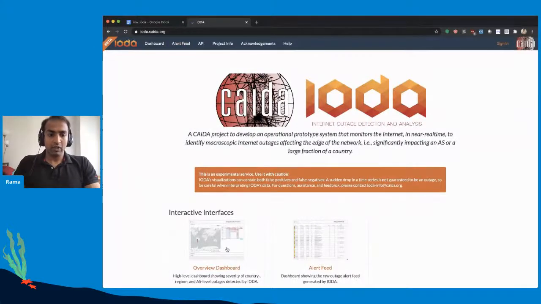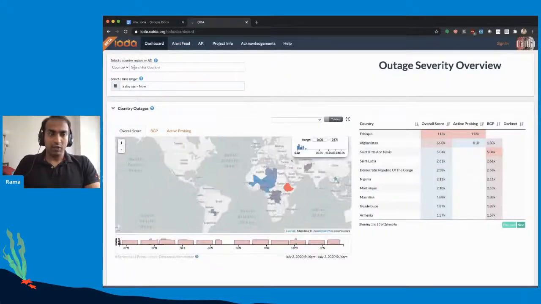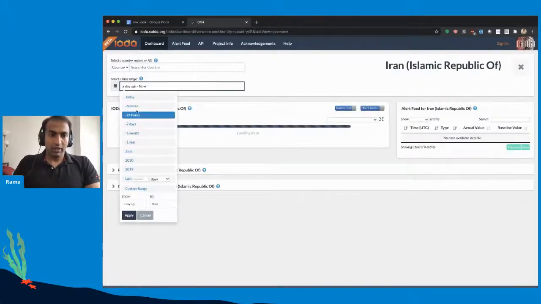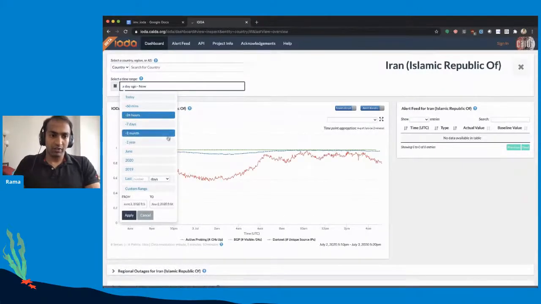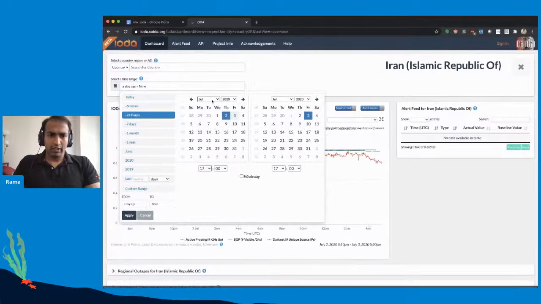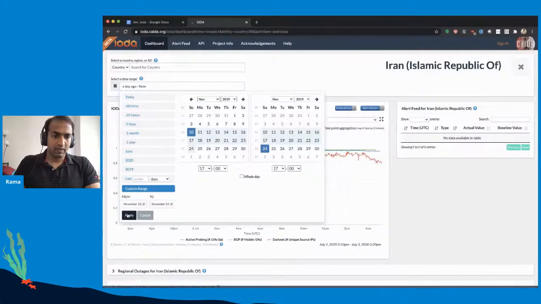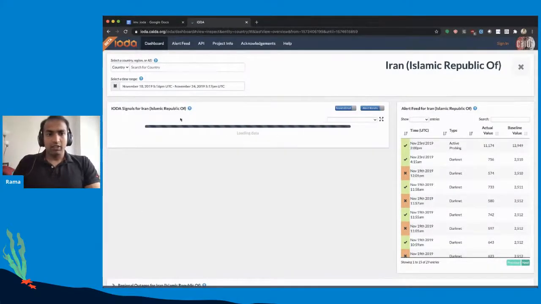Let's go to IODA, go again to the overview dashboard. And now let's specify Iran in the country, and set the date range to be in November of last year. The outage occurred roughly, I believe, on November 16th. So let's look for a week before and after November 16th. So let's say the 10th until November 2019, say the 24th. Then hit apply. And again, since this is a 2-week period, it's going to be a little bit of a wait as IODA loads the data.